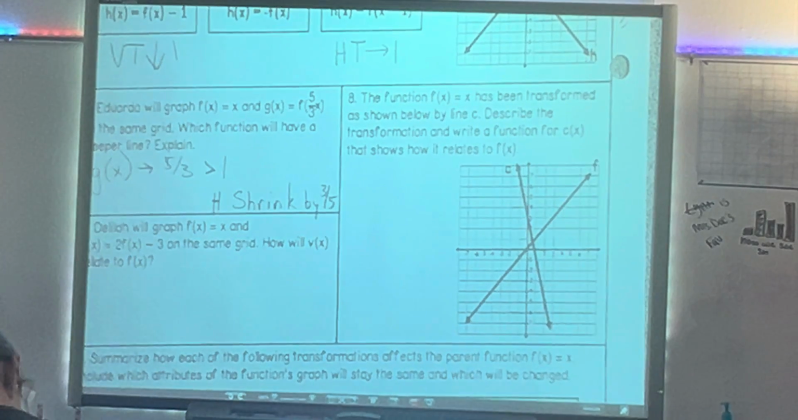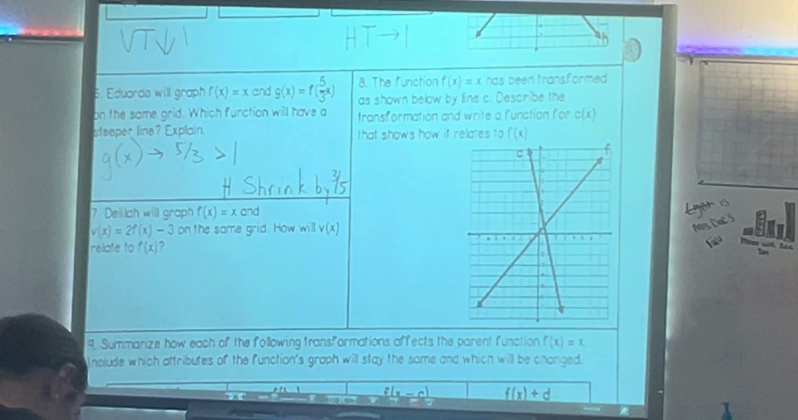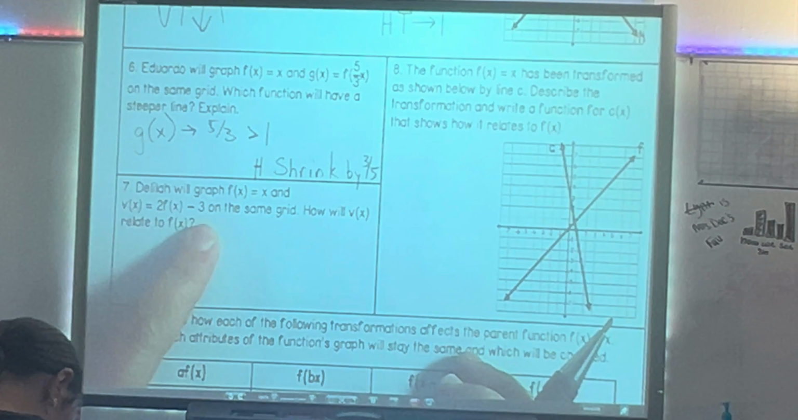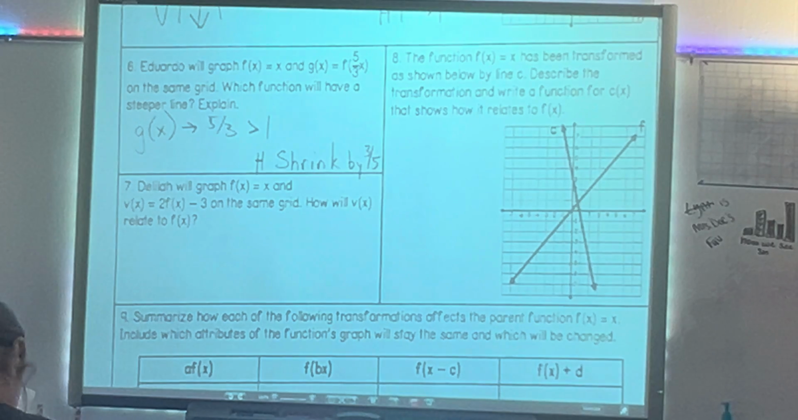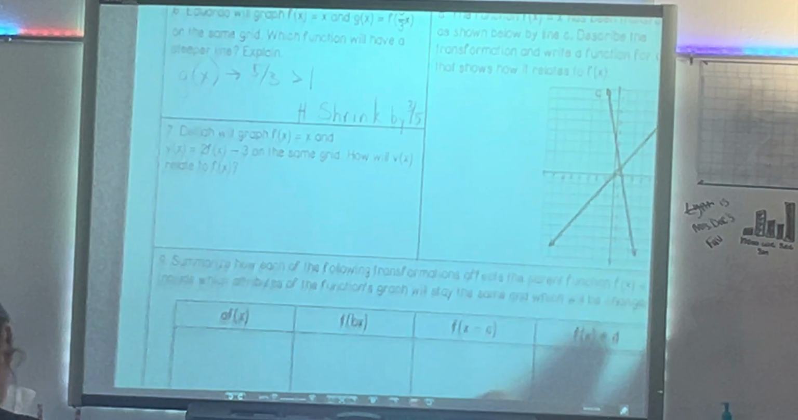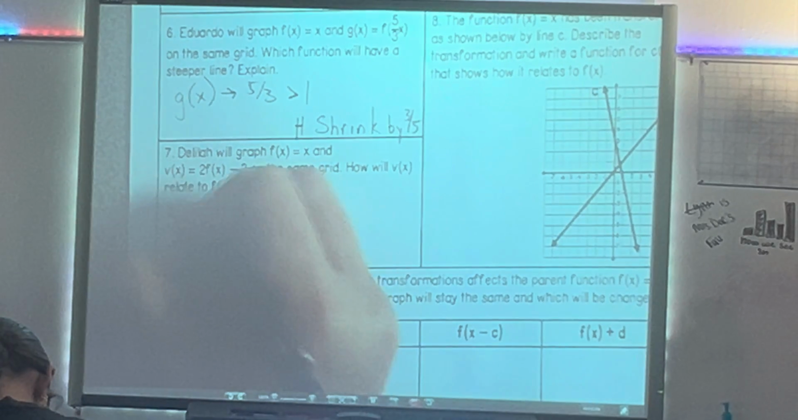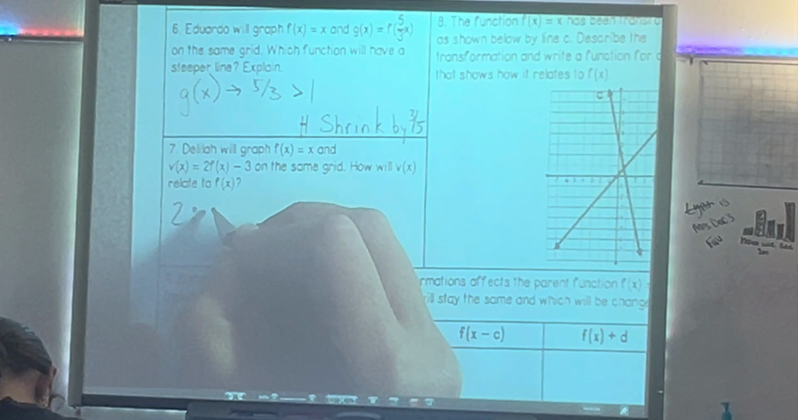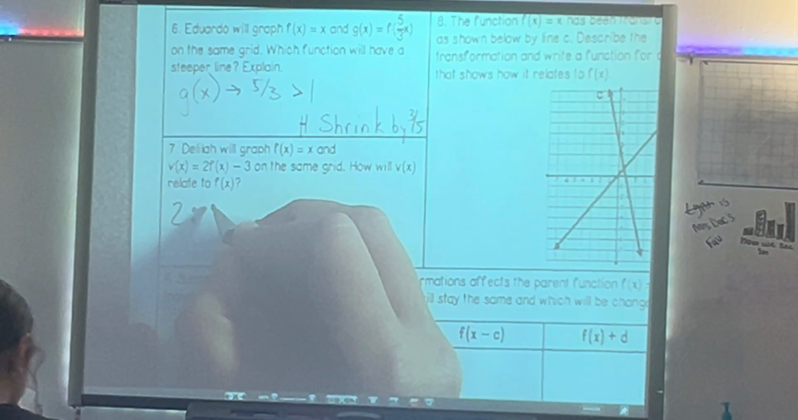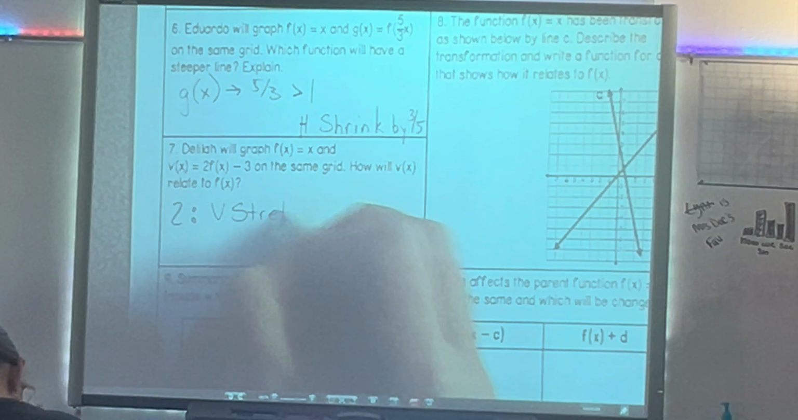Okay. 7. Delilah will graph f of x equals x and v of x equals 2f of x minus 3. How many transformations took place there? 2 of them on the same grid. How will v of x relate to f of x? So, let's talk about the first one. The first thing that we see that happens is this 2. How would I write that? So the 2, how does it affect my graph? Okay, vertically or horizontally?